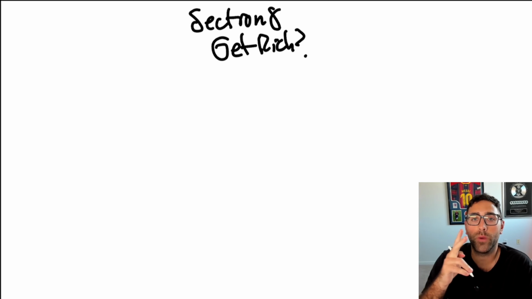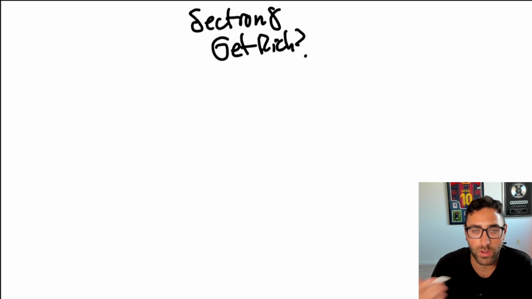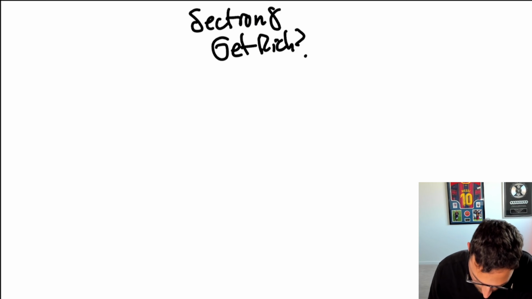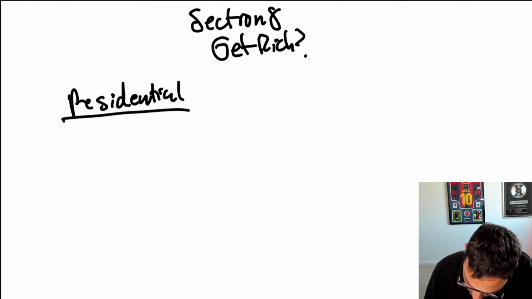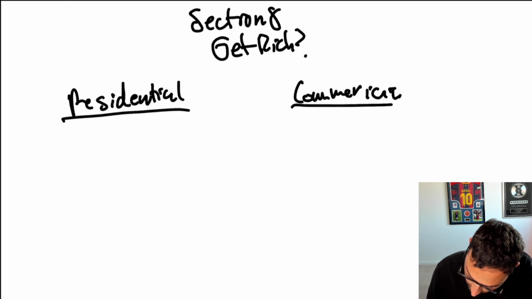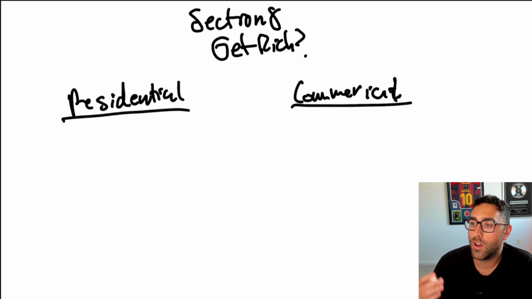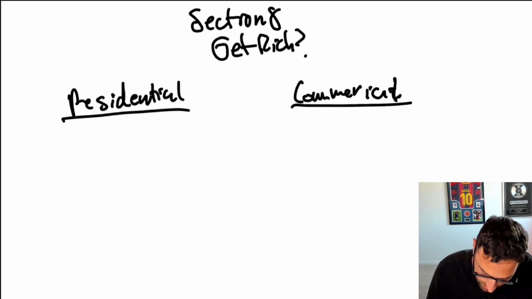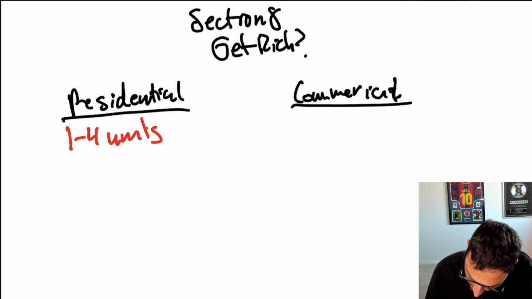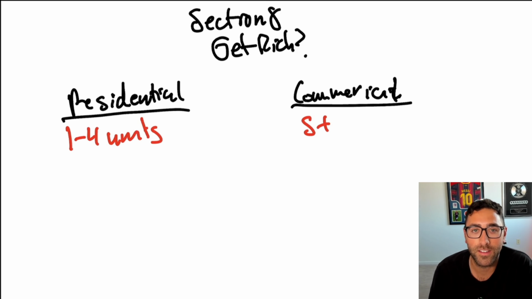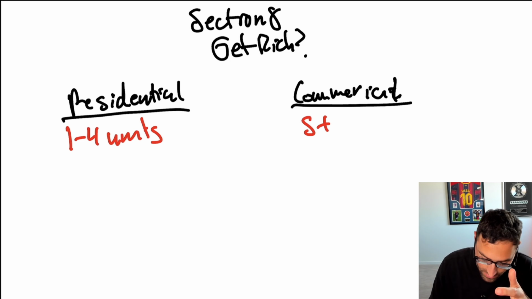There are really two ways to invest in Section 8 rental properties and Section 8 real estate. One, you have what's called residential. And number two, you have commercial. A residential property is going to be something that is 1 to 4 units. A commercial property is going to be 5 plus. All right, very different. A lot of people are talking about this one over here.